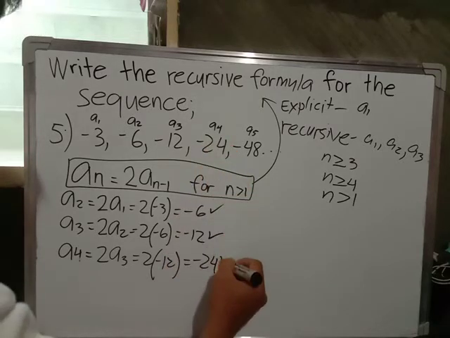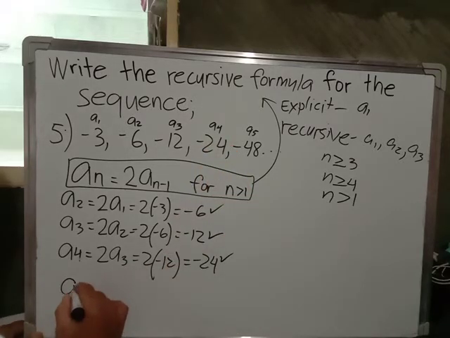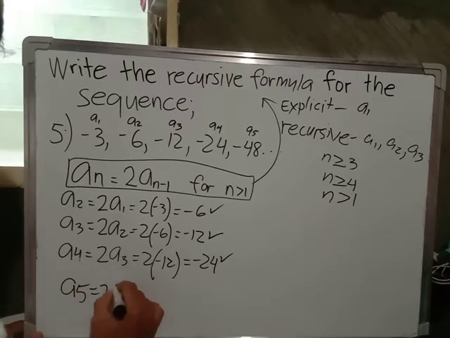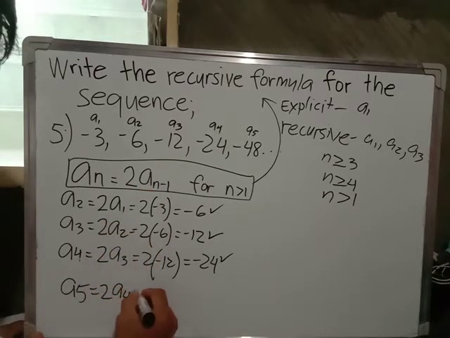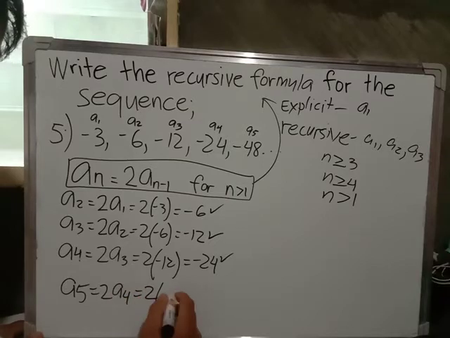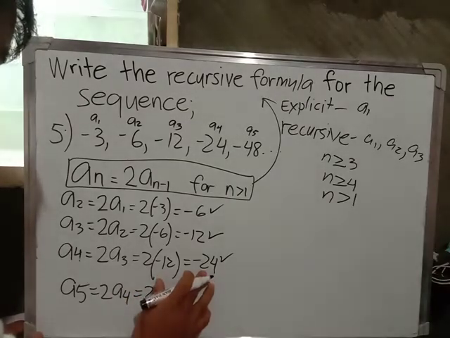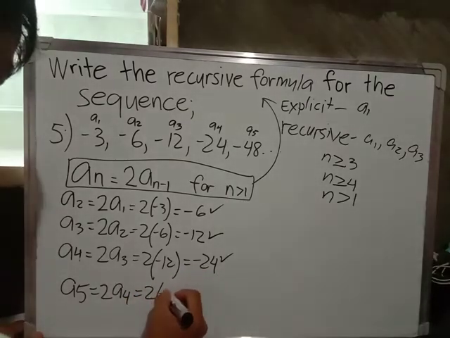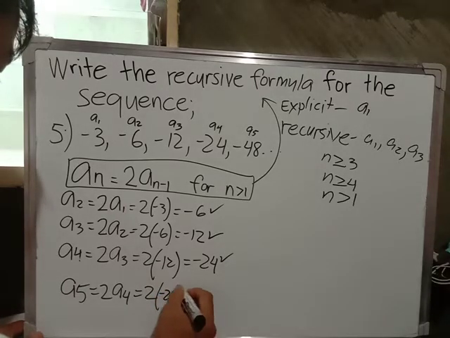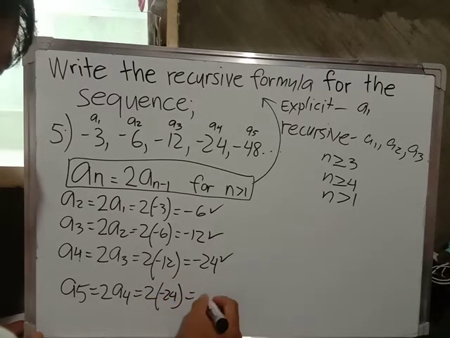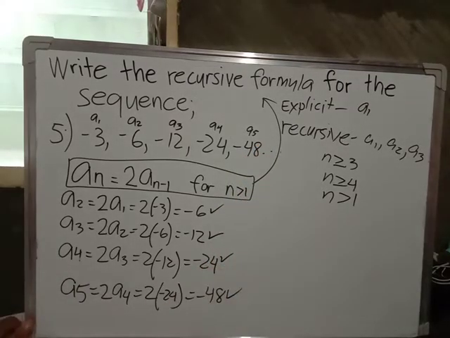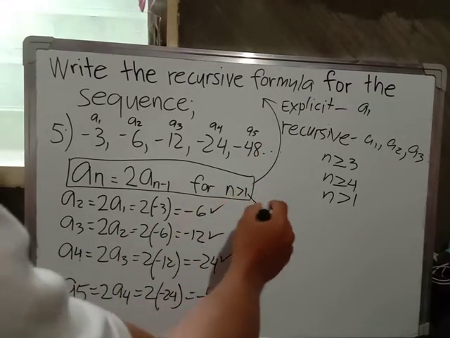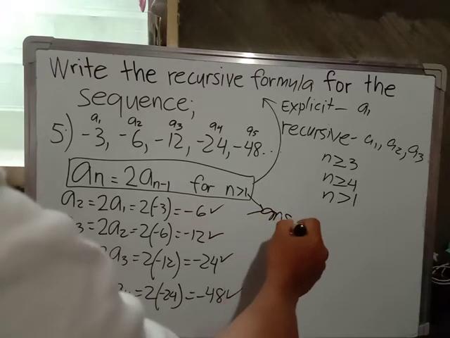So, tama pa rin tayo. E5 is equal to 2 times E(5 minus 1), which is E4. So, 2 times negative 24, which is the value of E4. Then, 2 times negative 24 is negative 48. So, tama po tayo for E5. Ganyan lang kadali. Ito po ang answer natin.